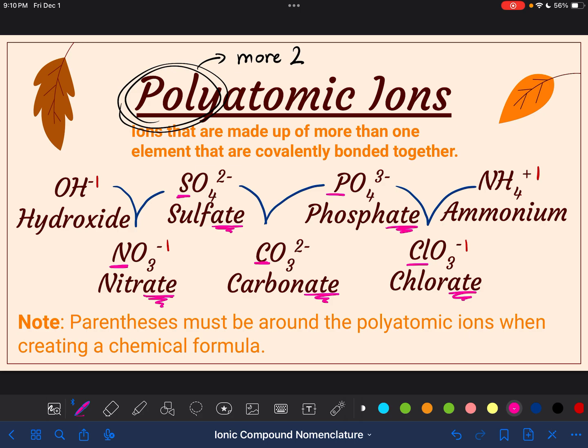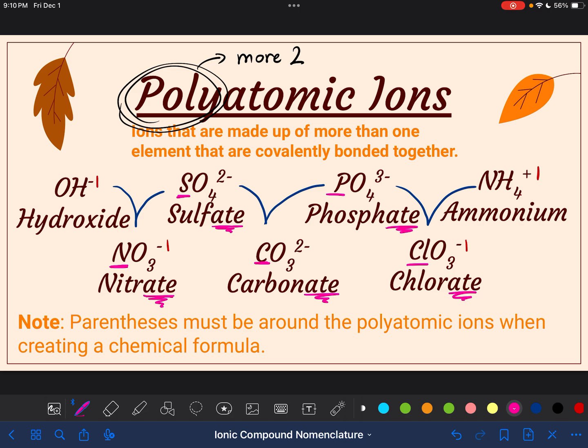Other than that, I would say use an index card or anything that can help you remember or memorize these parts. Now, if you're in honors, there are probably going to be more than 20 polyatomic ions that you need to remember, which I am not going to cover in this lesson.